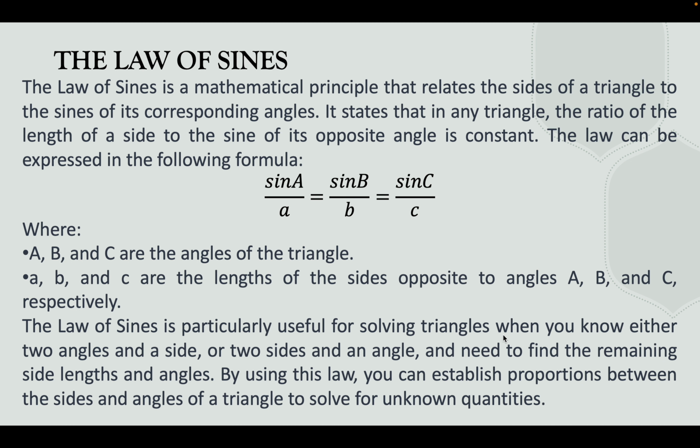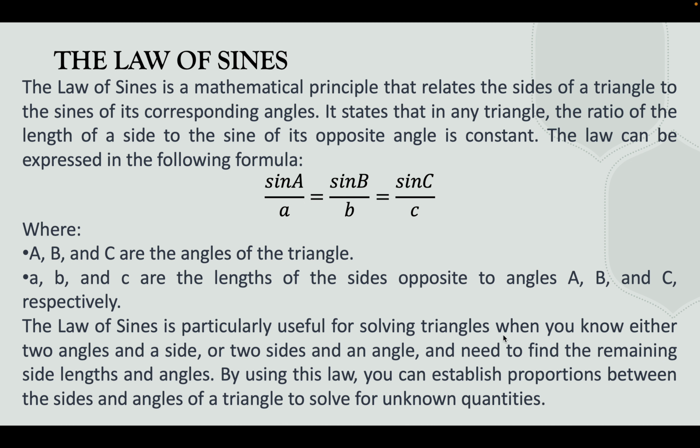The law can be expressed in the following formula. So we have here sine A over a equals sine B over b equals sine C over c, where your A, B, and C are the angles of the triangle, and the a, b, and c are the lengths of the sides opposite to angle A, angle B, and angle C, respectively.